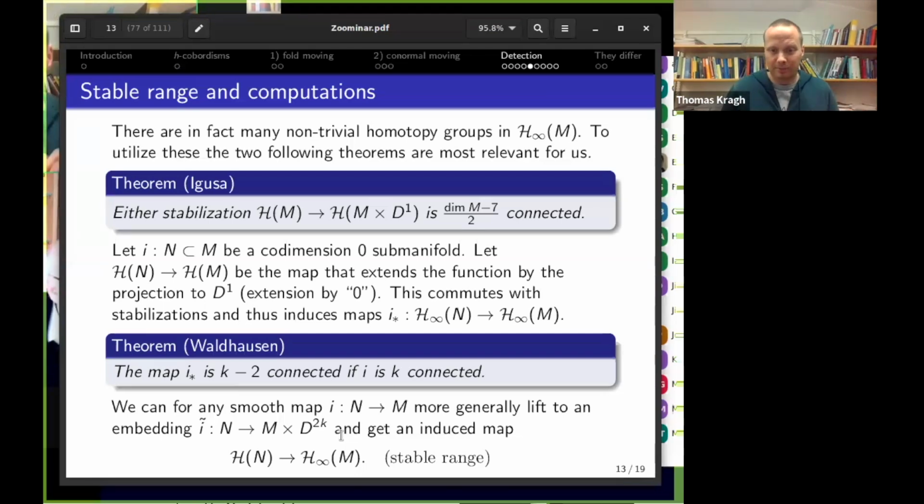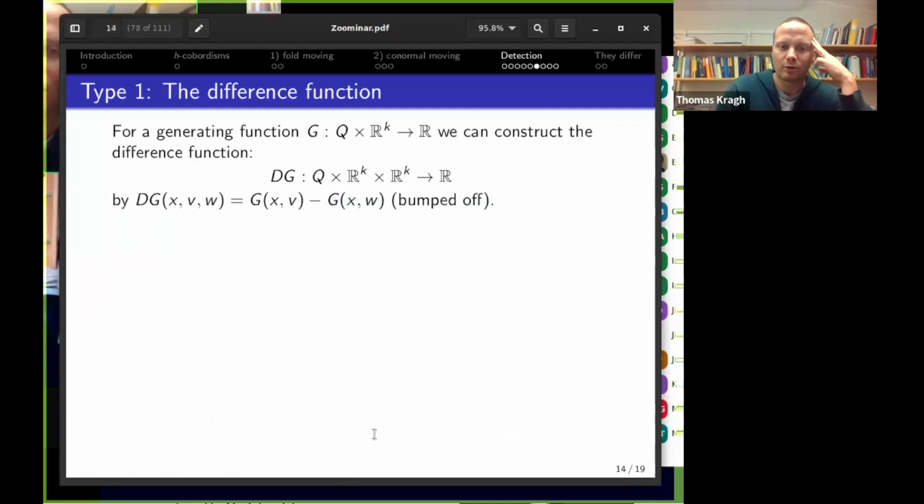So there are these natural maps. And you get maps from this unstable h-cobordism into the stable H infinity M. You also get maps from H infinity N into H infinity M because these commute with stabilization. But this is the map I'm interested in for the rest of this talk. And maybe the most important thing to take away is that these two theorems prove that if N is highly dimensional and the map from N to M is highly connected, then this map is highly connected. So that's a way to detect something. How to detect that will show up in the next slide or two.